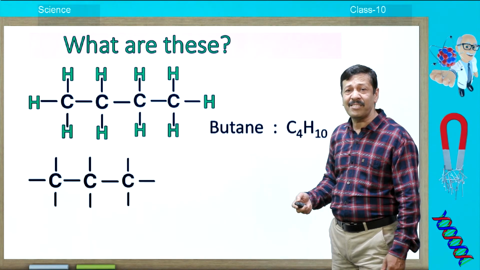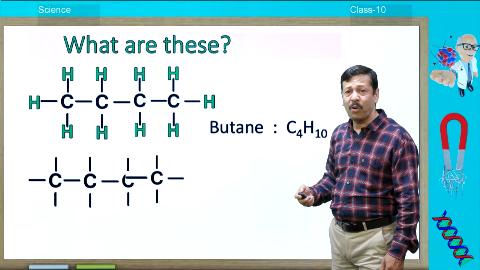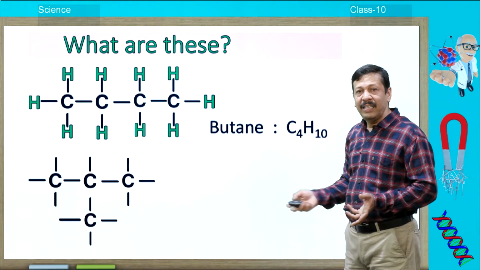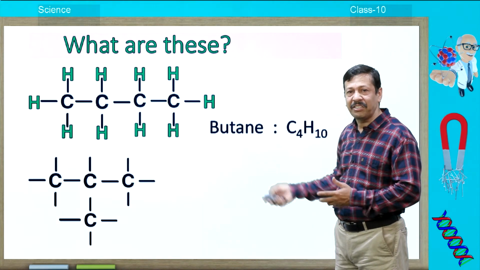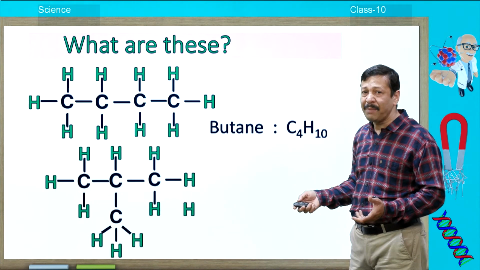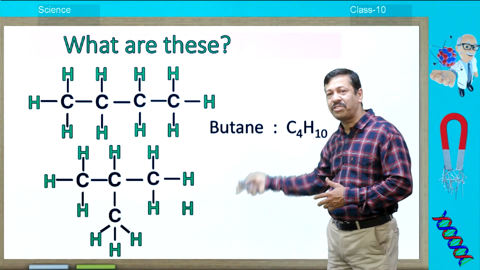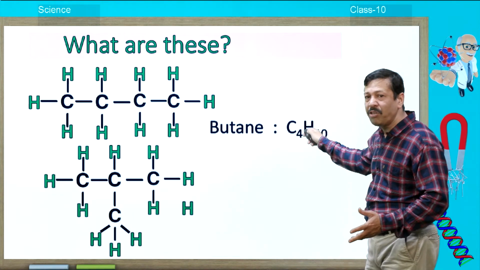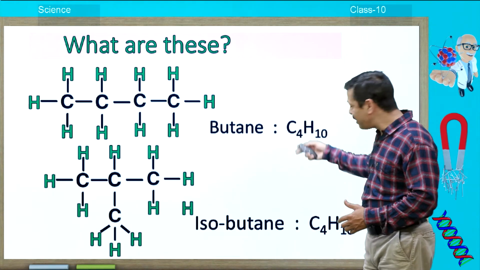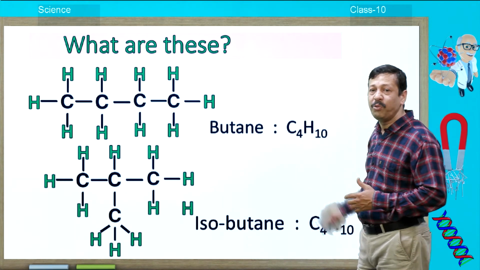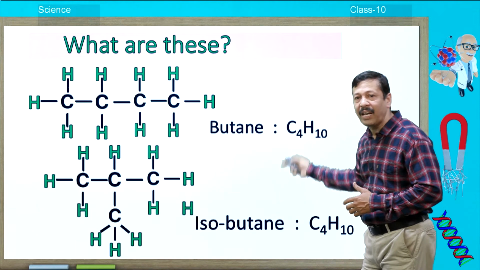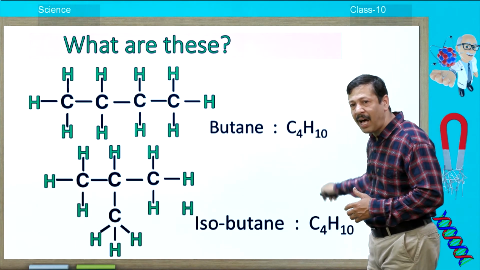What is this? How many carbons? 4 carbons. Now, see, this is the branch. Here you are seeing different structures. What do you call them as? You call these 2 structures as isomers. They are having the same molecular formula, hence it is called as isobutane. This is the butane, this is isobutane, having the same formula.